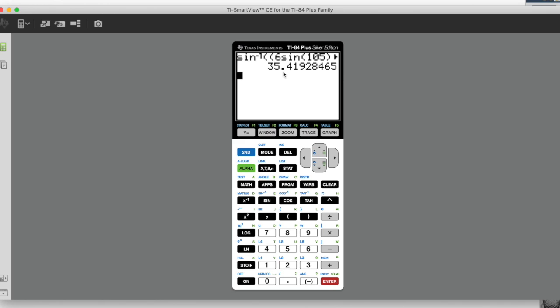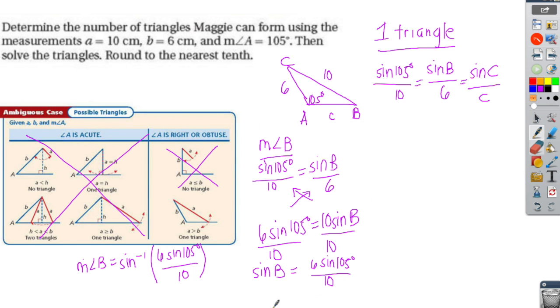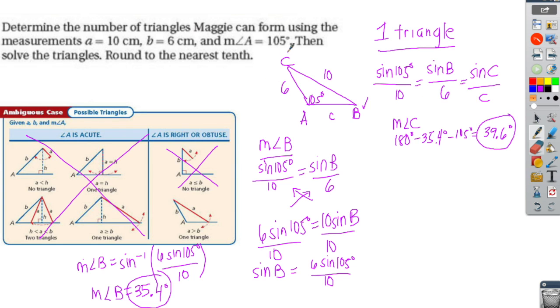Let's go back to the whiteboard and enter that information. We found the measure of angle B is 35.4 degrees. Wonderful. We've found angle B, and now we need to find angle C. We can do this by subtracting the two other angles that we know, 35.4 and 105 degrees. And so angle C is going to be 39.6 degrees. We found your two angle measures, which means we have one side length to look for.